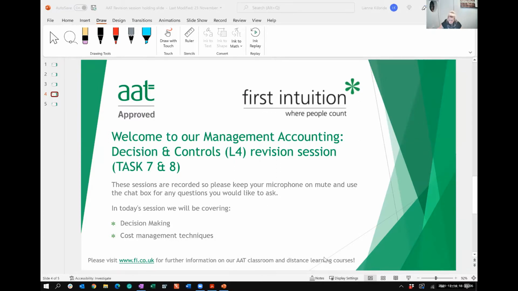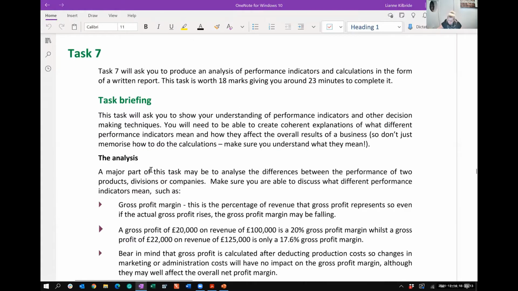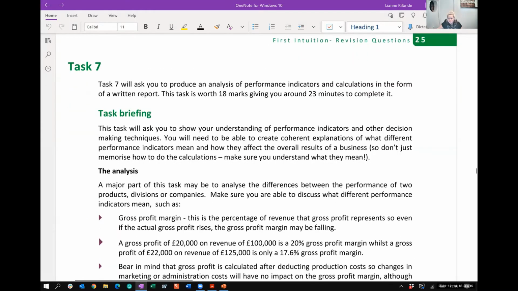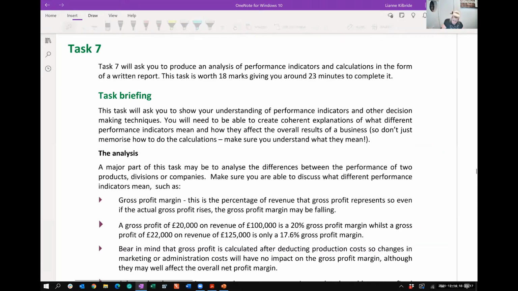Okay, so what we're going to do then is go straight to our notes. You should have all received the notes for this already. We're going to start off on page 25 where it looks at task 7. I'm just drawing out the core information from the briefing of this task.